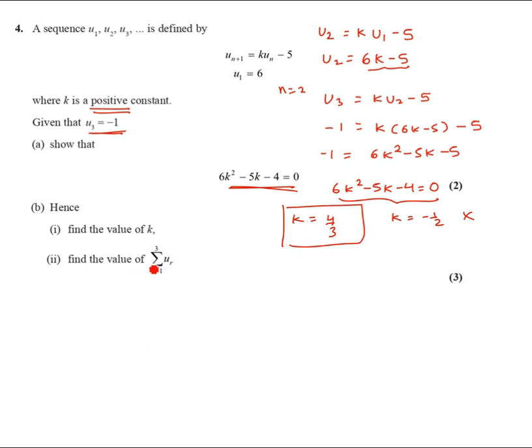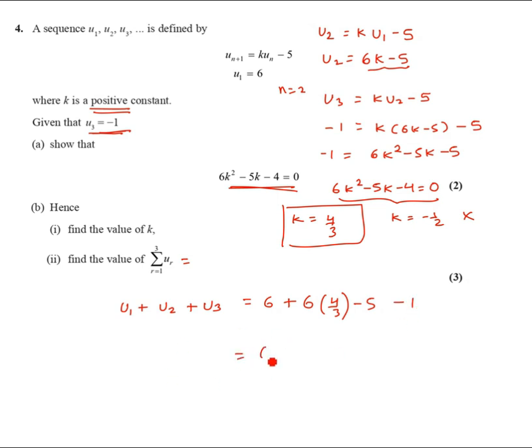Okay, now find the value of the summation from r equals 1 to 3 of ur. So you need to work out u1 plus u2 plus u3. That's what summation means. Now u1 is 6, plus u2. u2 is 6k − 5, so we do 6 times k, which is 4 over 3, minus 5, plus u3. u3 is −1, so plus −1, so it will be just −1 here.